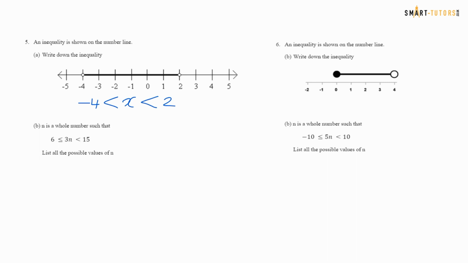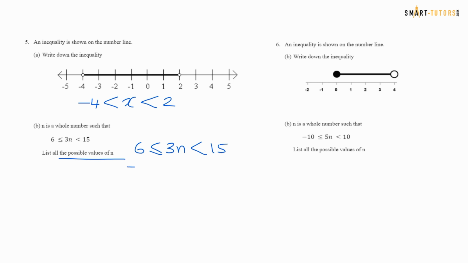n is a whole number such that this one. So 6 less than or equal to 3n less than 15. Find out the possible values of n. I'm going to do that in maths. The rule is, if you do any mathematical operation to one side, you have to do it for the other side as well. Then only mathematically that equation or inequality is equal.